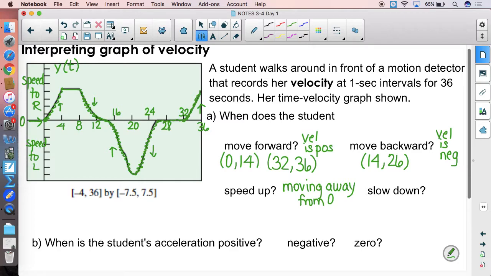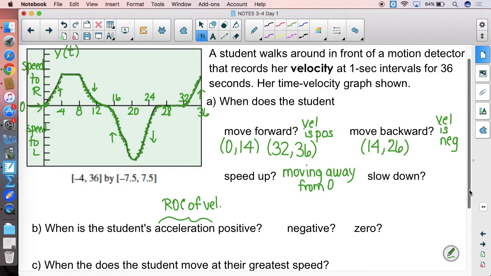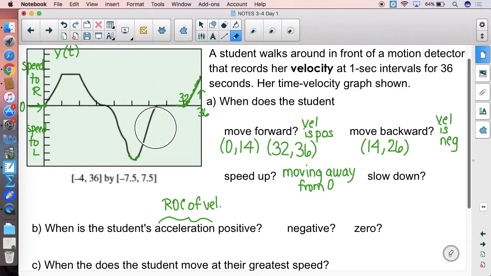Then they want to know when her acceleration is positive. So her acceleration is the rate of change of velocity. So they're asking you when her slopes are positive, when the slopes of velocity are negative, when the slopes of velocity is 0. So they're actually asking you about slopes or rates of change of your velocity graph. So as you're looking at your velocity graph now for slopes, again, I want to get all this stuff off there about speeds, because again, different. So I'm looking at my velocity graph for slopes.